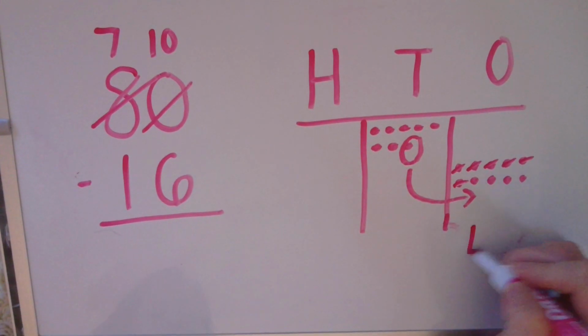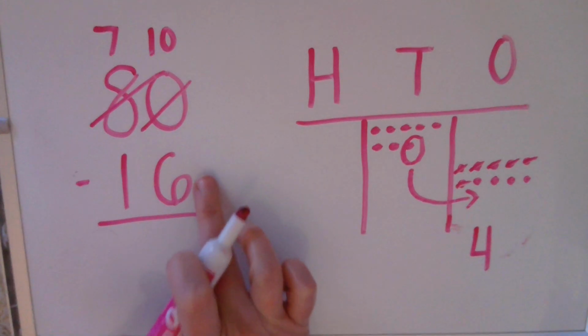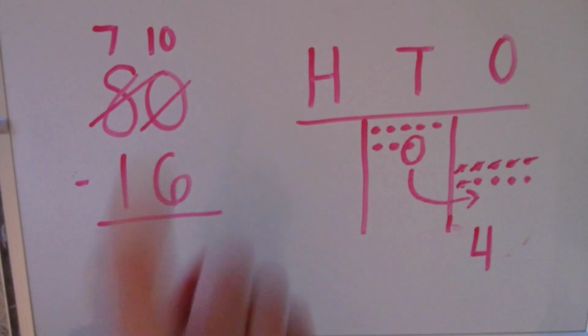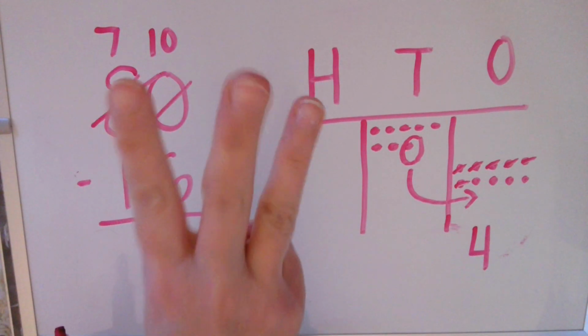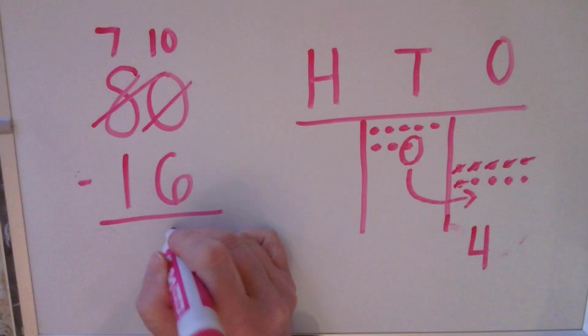I'm left with 4. Now, we're not just going to copy this 4 over here. We want to check to make sure that that 4 is correct. So we're going to put 6 in our head and count up to 10. So 6, 7, 8, 9, 10. Did we get 4? Yes, we did.